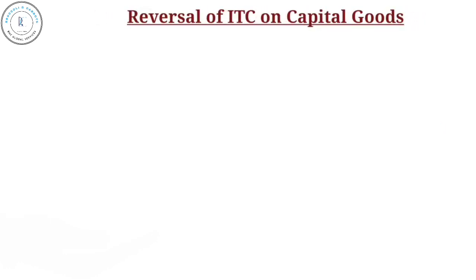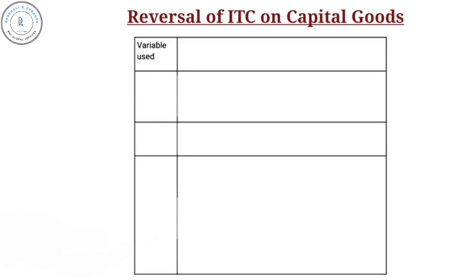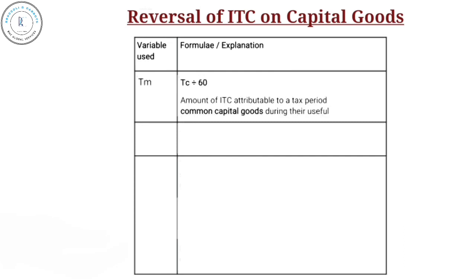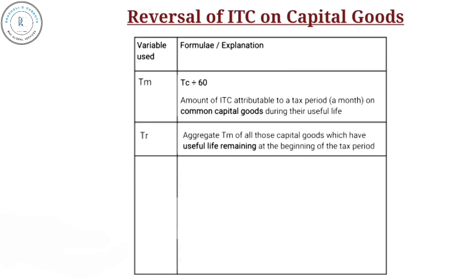Reversal of ITC on capital goods. Variables used, formulae, or explanation. TM: DC divided by 60. Amount of ITC attributable to a tax period, a month, on common capital goods during their useful life. TR: aggregate TM of all those capital goods which have useful life remaining at the beginning of the tax period.